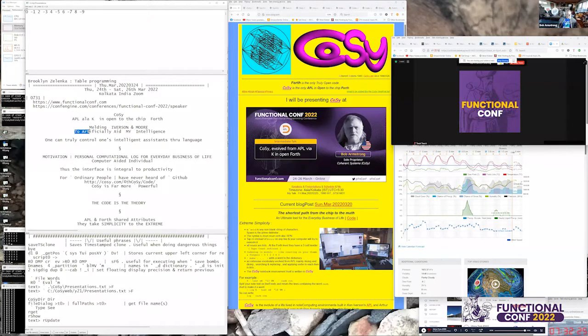And the purpose of CoSy, as I put it, is to artificially aid my intelligence. I learned APL in the first place because I needed to learn the math of multidimensional algebra and geometry, and there are other talks on APL which give you a flavor of that. But one of the other notions is that the only way you can truly control your intelligent assistants, your computers, is through language. As long as you're dealing in menus and so forth, you can't truly have control over it. You need language.